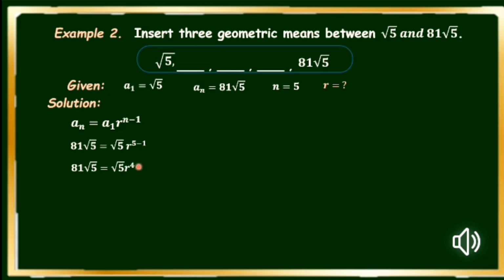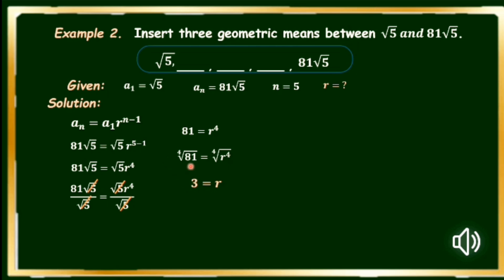5 minus 1 is 4. Let's divide both sides by square root of 5. So we can cancel that square root of 5, and we are left with 81 equals r raised to the fourth power. To find the value of r, we must get the fourth root. The fourth root of 81 is equal to the fourth root of r to the fourth power. Therefore, r is equal to 3.